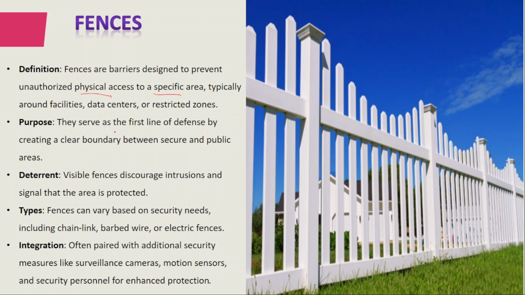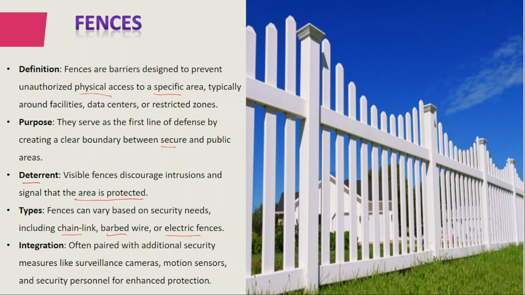And the purpose is that they serve as the first line of defense by creating a clear boundary between the secure and public areas. Deterrent, as I said, it acts as a deterrent. Visible fences discourage intrusions and signal that the area is protected. Types: fences can vary based on security needs, including chain link, barbed wire, or electric fences.